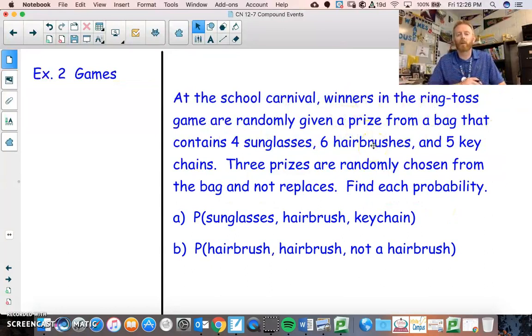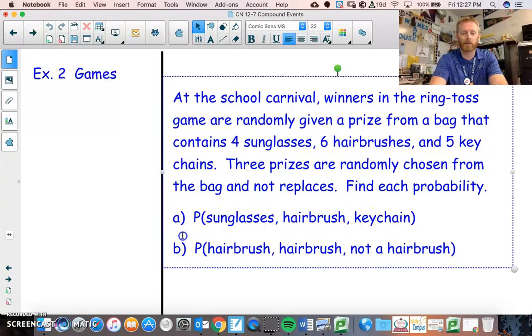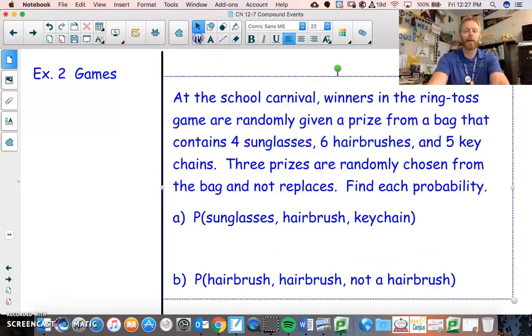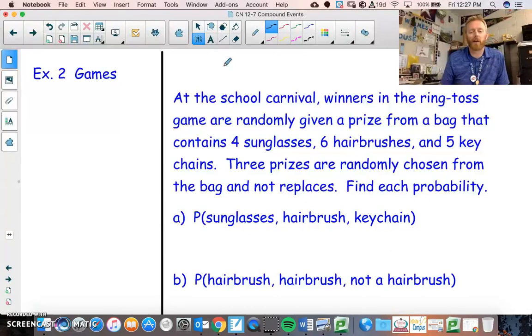At a school carnival, winners in the ring toss game are randomly given a prize from a bag that contains 4 sunglasses, 6 hairbrushes, oh sweet, and 5 keychains. 3 prizes are randomly chosen from the bag, and of course they're not replaced because they're giving out a prize. So our job is to find the probability of getting sunglasses, then hairbrush, then a keychain. So I'm going to give myself some space here to work because I didn't do that last time. Check this out. Boom. Space just happened. I know. Be impressed.